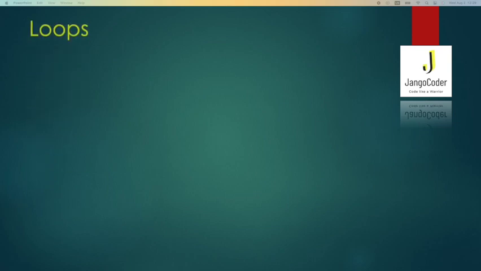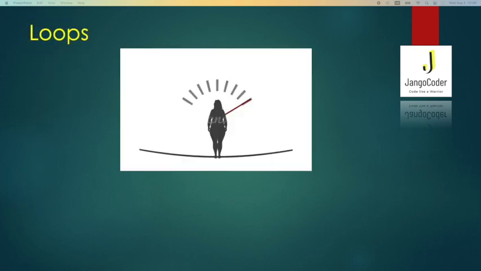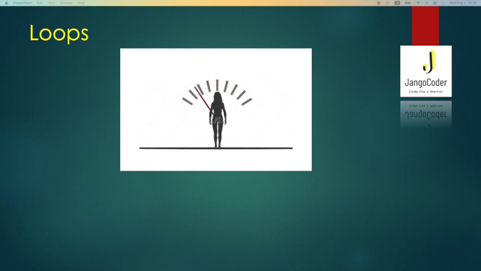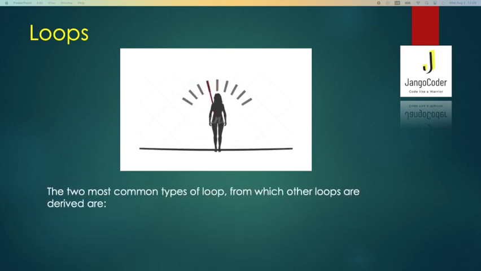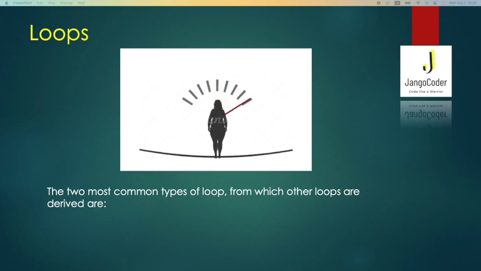Without much ado, let's start with loops. What does it mean to loop through something? It simply means going from start to finish and then back again over and over again. In programming, loops allow the repetition of a certain block of code multiple times until a specific condition is met. There are several types of loops, but the two main types from which other loops are derived are the while loop and the for loop.